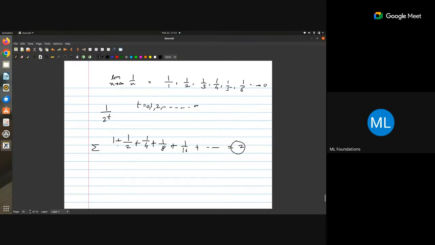So if this sum is converging to 2, what does that mean? You see 1 plus all these values, if you sum all of them, the limit is going towards 1, or the sum of all these values is going to be 1. In other words, how is this series converging? If I say 1/2 to the power t and go to infinity, what will happen? This will converge to zero. So this is the limit, and this is what converging will do.